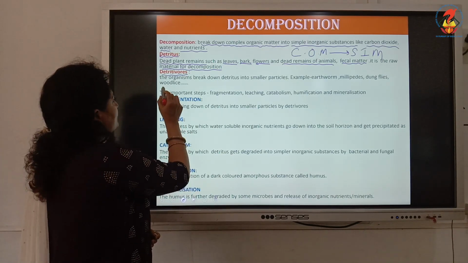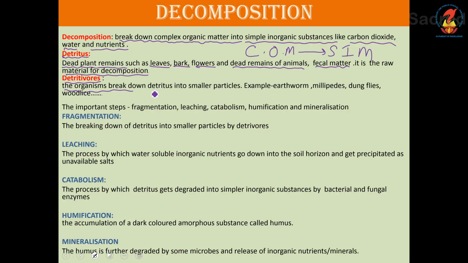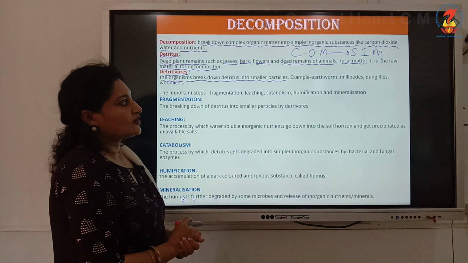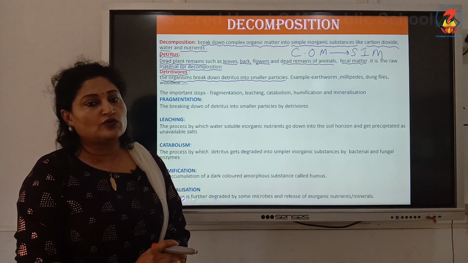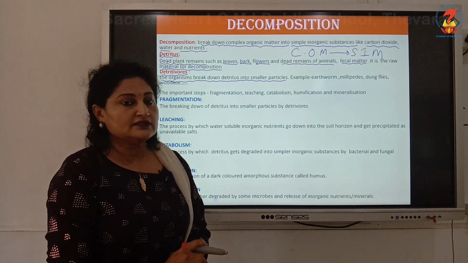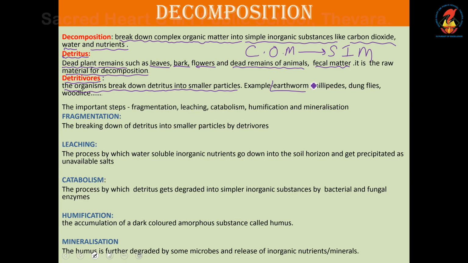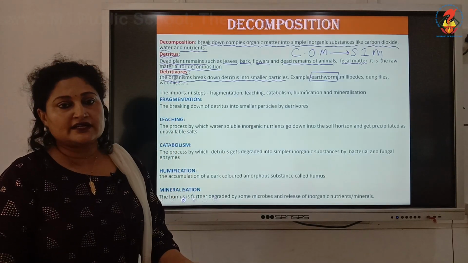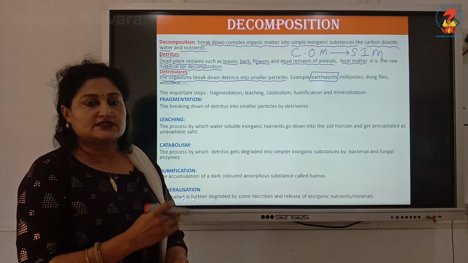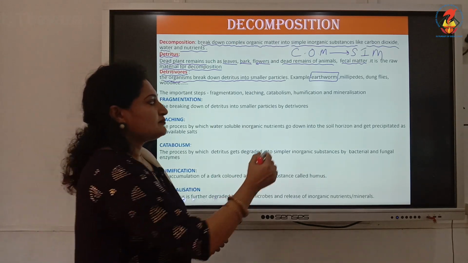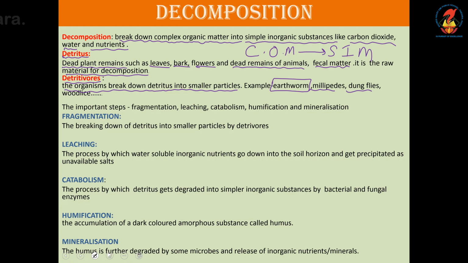Next, detrivo. What are detrivos? Organisms that break down detritus into smaller particles are called detrivo, and a very famous or very popular detrivo, we know, the friend of the farmer, that is the earthworm. So, a very important detrivo is the earthworm. Any green foliage or dead, drying, decaying leaves or foliage is degraded by earthworms. Besides earthworms, there are millipedes, dung flies and wood lice.